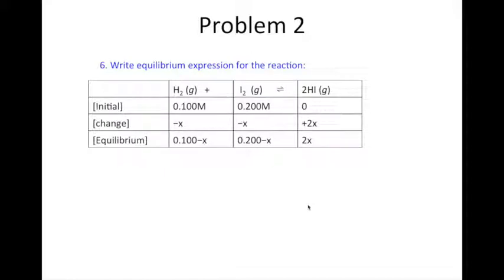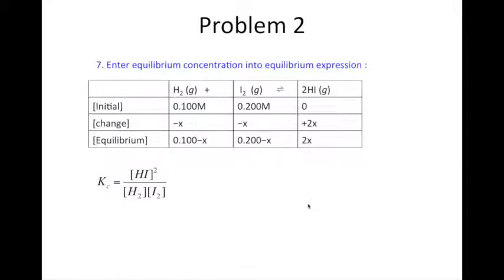Now we have our ICE table almost complete. We can write our Kc expression. And once we have our Kc expression, we can plug in our equilibrium values. Again, it must always be equilibrium values. We can plug those into our expression. And notice again, here is our concentration of HI squared because we had the 2 there, divided by the concentration of hydrogen times iodine to the first power. So again, be sure you're writing your Kc expressions correctly. Let's plug those values into our Kc expression along with the Kc value which was given in the problem.